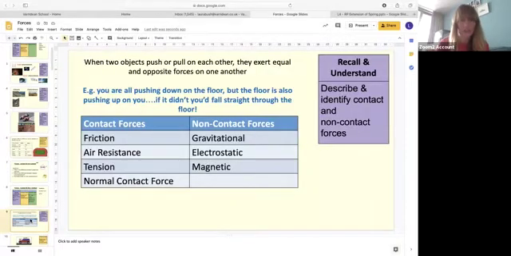The next bit is just to be really clear with ourselves about the two types of forces: contact and non-contact forces. These are the ones that are mentioned in the spec. Our contact forces are friction, air resistance, tension, and normal contact force, which is essentially the force that you are experiencing now sitting on your chair or wherever you're sat. It's the force that is pushing back up on you. Then we've got gravitational, electrostatic, and magnetic.